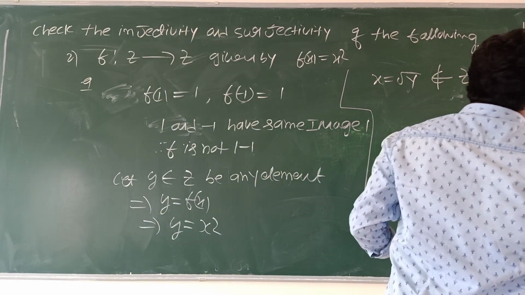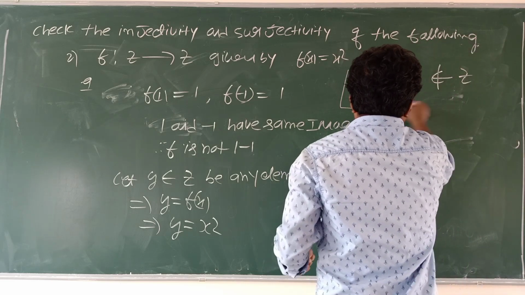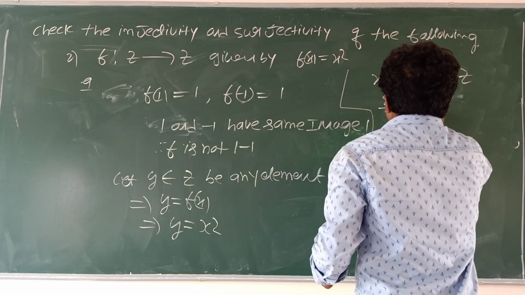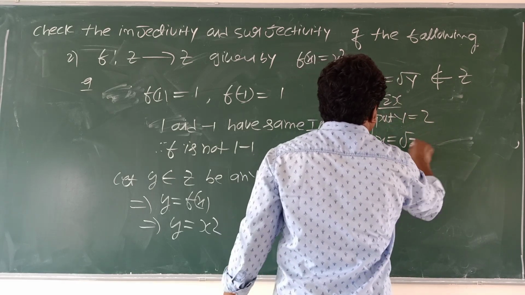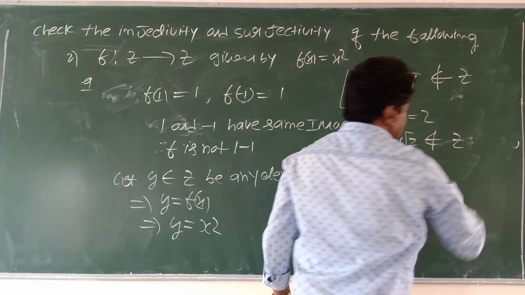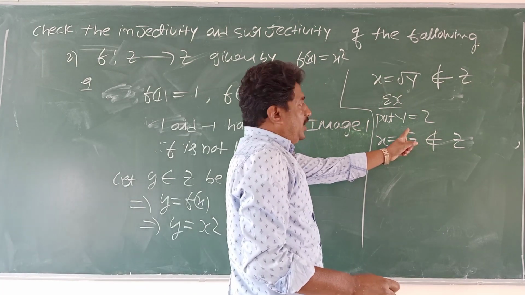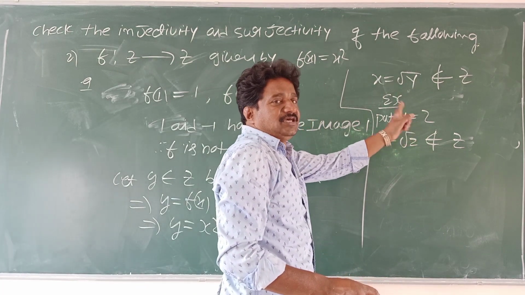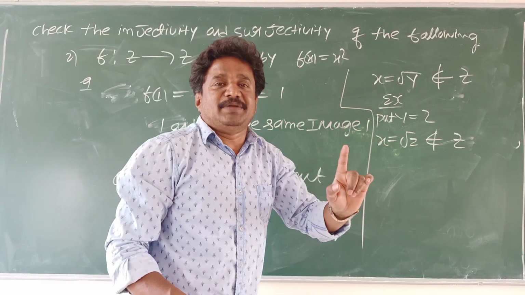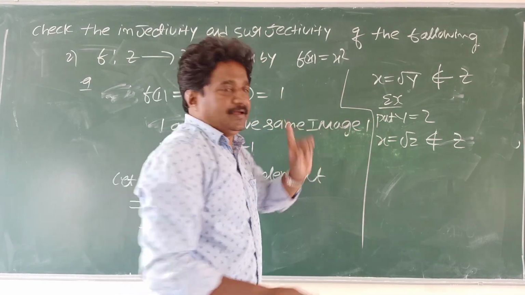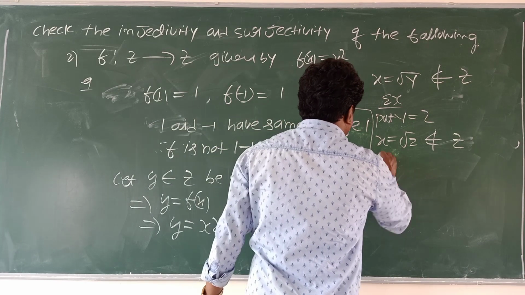For example, put y equals 2. Then x is equal to root 2, which does not belong to Z. Failed subject. I am going to search. Always I search for a failed subject, because failed in one subject means completely failed. Therefore, f is not onto.